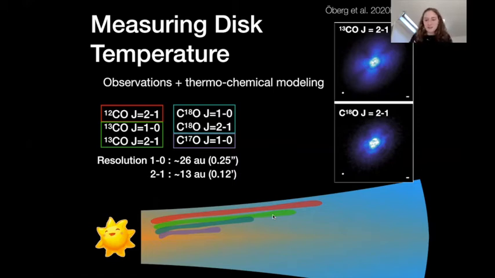And the observations that we're using are part of the MAPS program, and so we have really high resolution observations of around 26 AU is our beam size for the 1 to 0 transitions, and for the 2 to 1 transitions, it's about 13 AU.